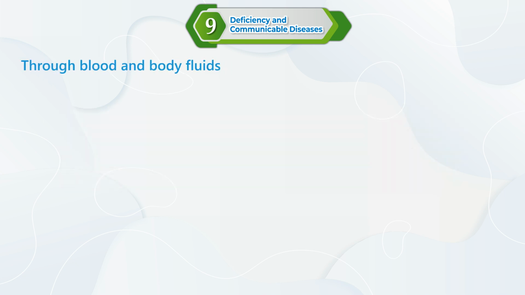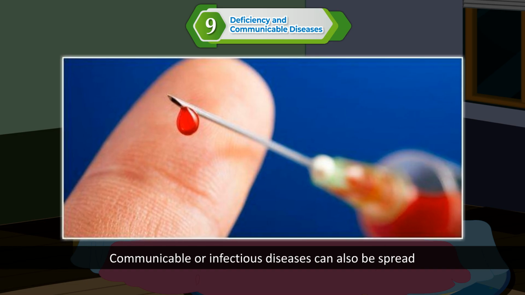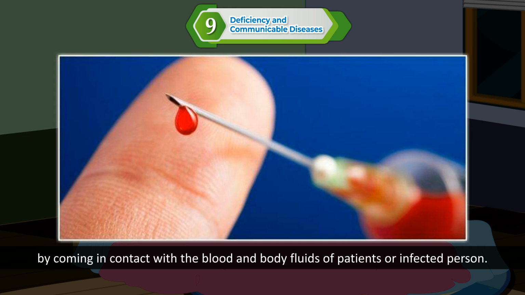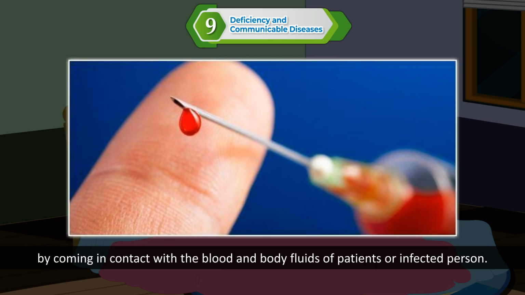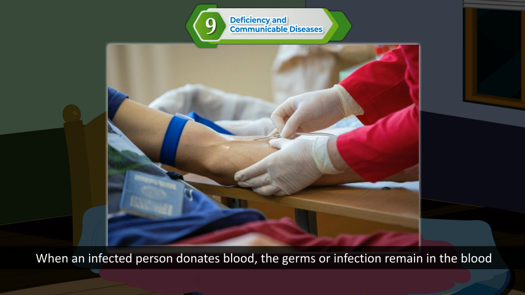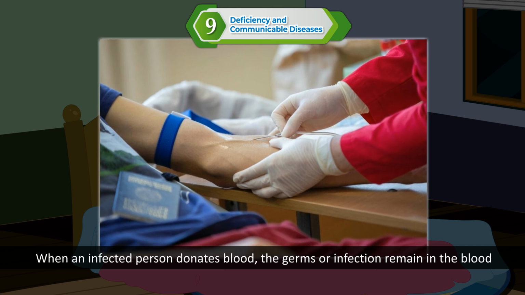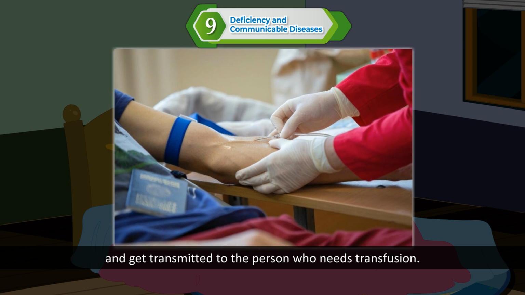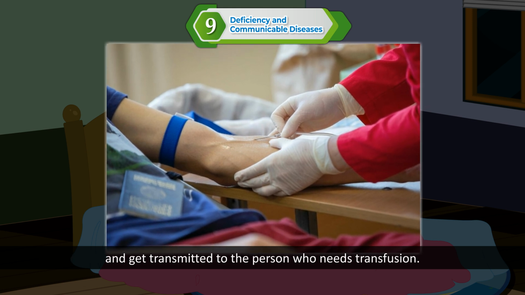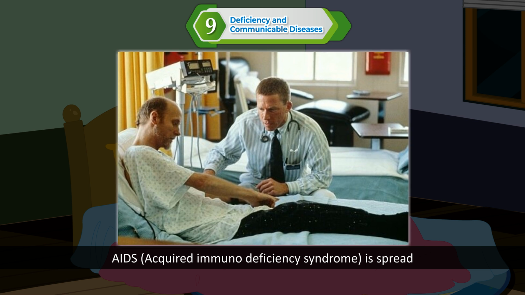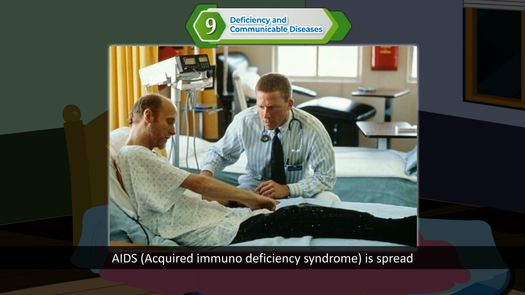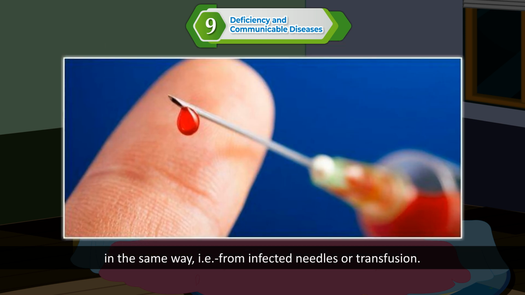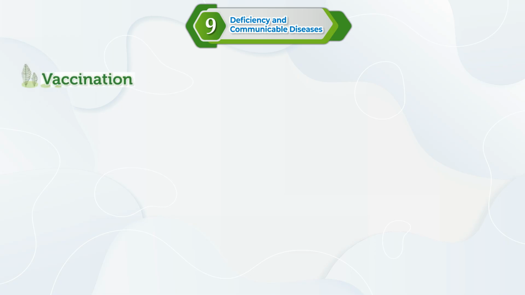Through blood and body fluids. Communicable or infectious diseases can also be spread by coming in contact with the blood and body fluids of patients or infected persons. When an infected person donates blood, the germs or infection remain in the blood and get transmitted to the person who needs transfusion. AIDS, acquired immunodeficiency syndrome, is spread in the same way, that is, from infected needles or transfusion.